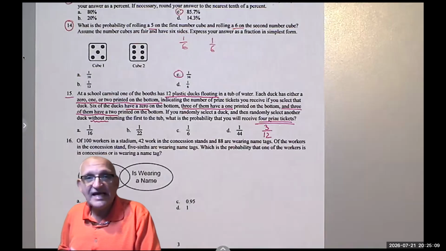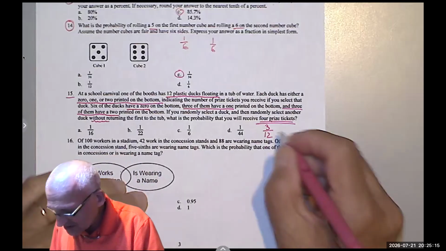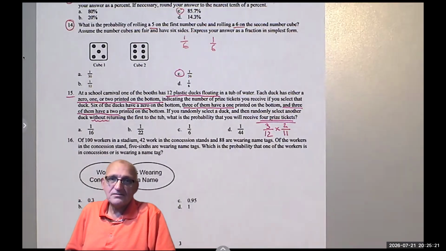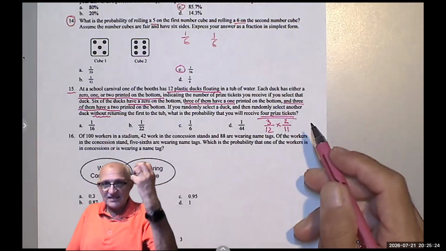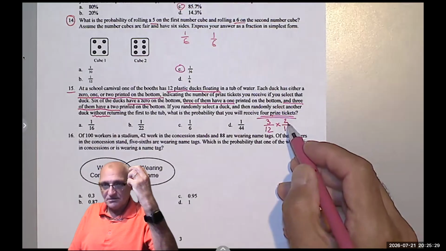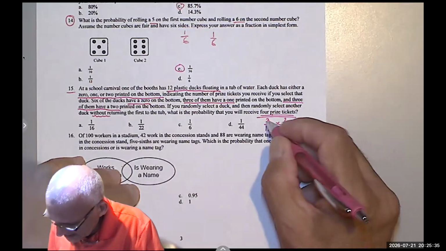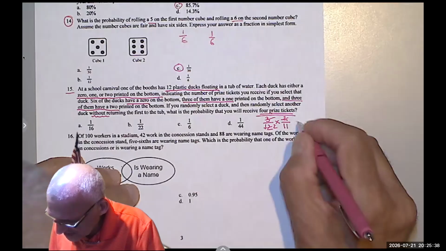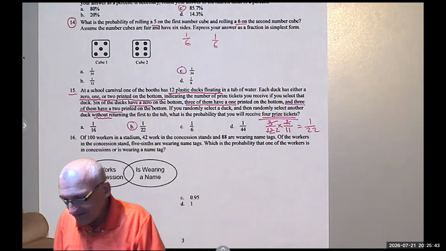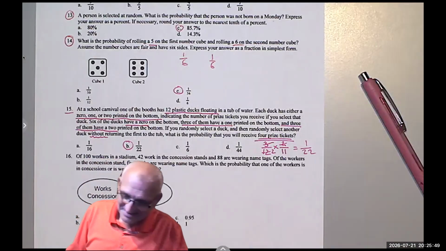Then the next time you select, there are only 2 ducks with 2 on them and 11 ducks overall. So times 2 out of 11. I subtract 1 from here because I already selected the first one. It has a 2. So only 2 ducks have 2 written on them. And since I select 1 out of the 12, only 11 remain. 6 over 12 is 2, so this is 1 over 22. Yes, B. I think they make C only for the odd ones. No, this is odd. Okay, I think that's enough.